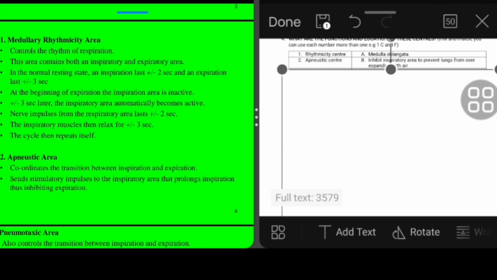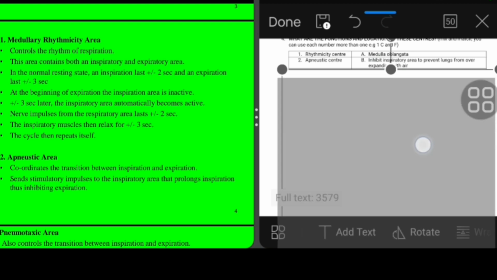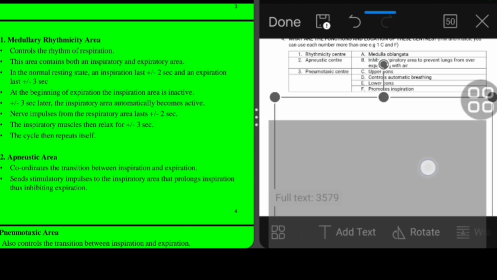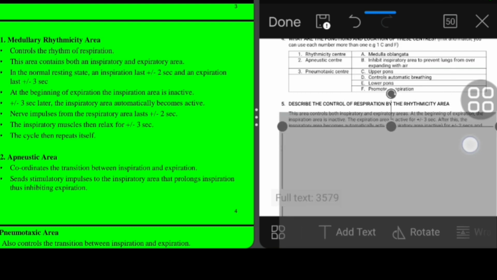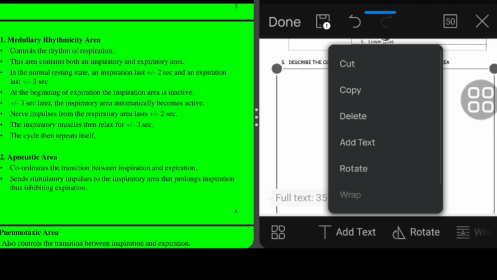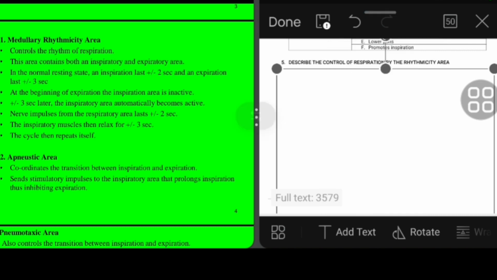So this type of question, for example, here your medullary rhythmicity area is now giving an explanation of how inspiration and expiration works. So this will most probably be your long question type of thing where you're explaining the whole process. So a type of question that you could ask is, describe the control of respiration by the rhythmicity area, and then you'd summarize what's in your PowerPoint into your own words.